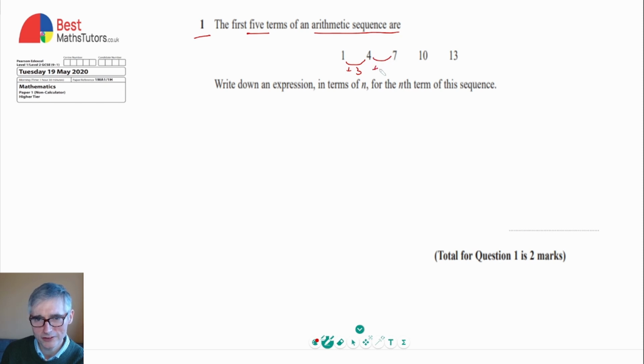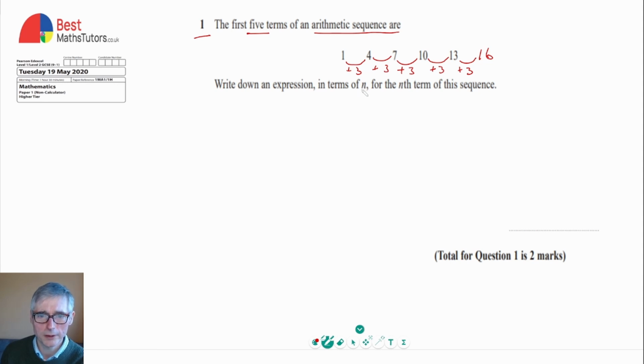So we'd add another 3 to get to the 7, and then 7 plus 3 will take us to 10, and then 10 plus 3 will take us to 13. And if we wanted to find the next term in the sequence, we'd just have to add a 3 on, and that would give us 16, would be the next term in the sequence.